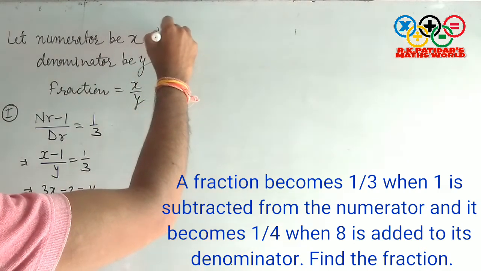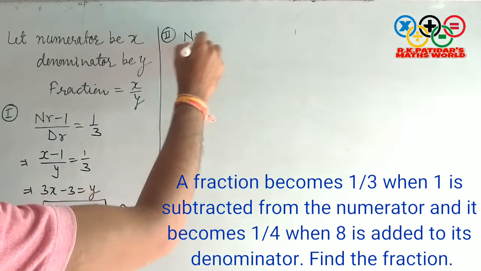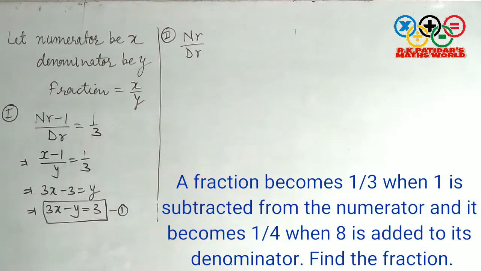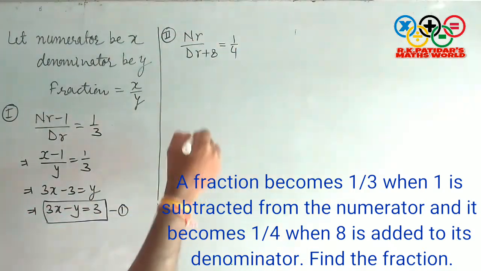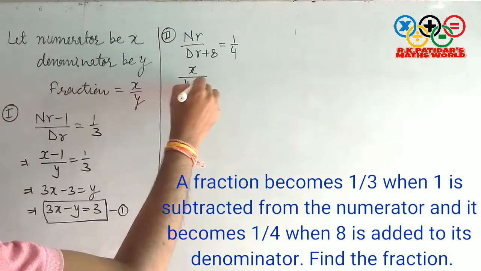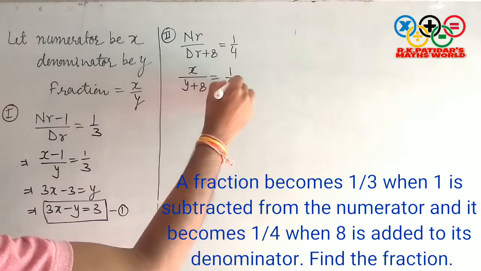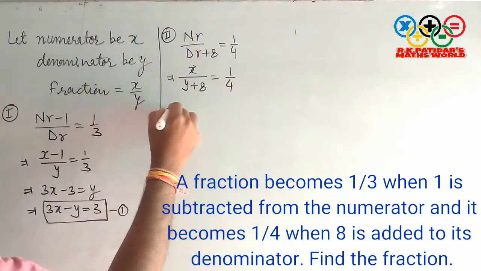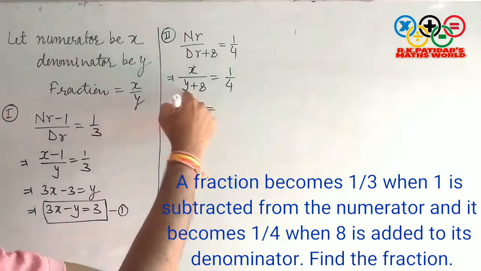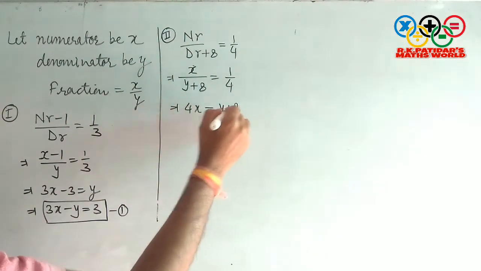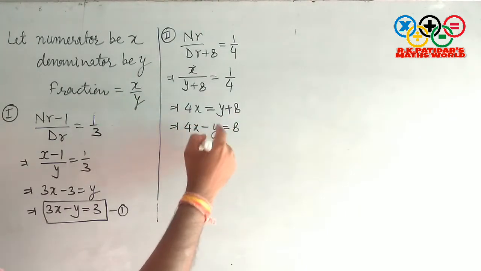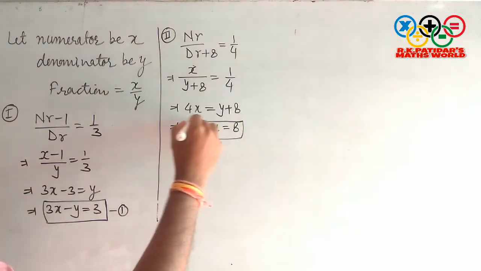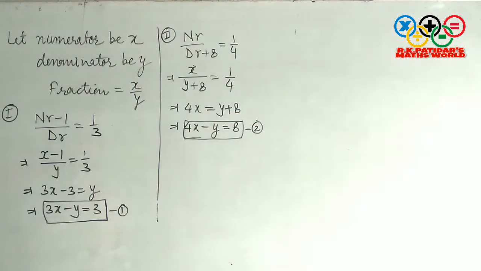Now the second condition. This is our fraction, numerator upon denominator. But according to the question, 8 is added to the denominator. If we add 8 to the denominator, it becomes 1 upon 4. So x upon y plus 8 is equal to 1 upon 4. 4 into x, it is 4x is equal to y plus 8. So 4x minus y is equal to 8. If y is transposed, it becomes negative. This is our second equation.